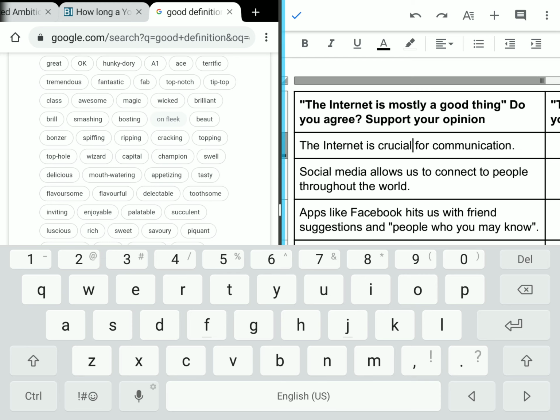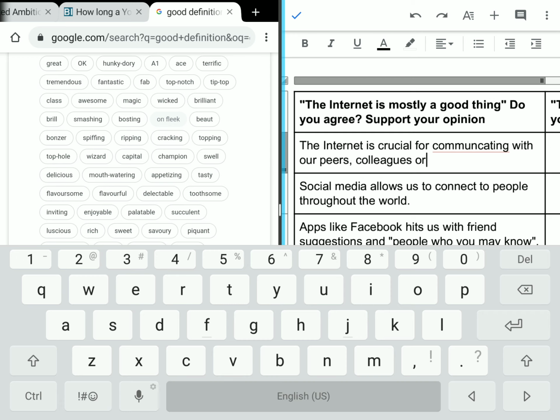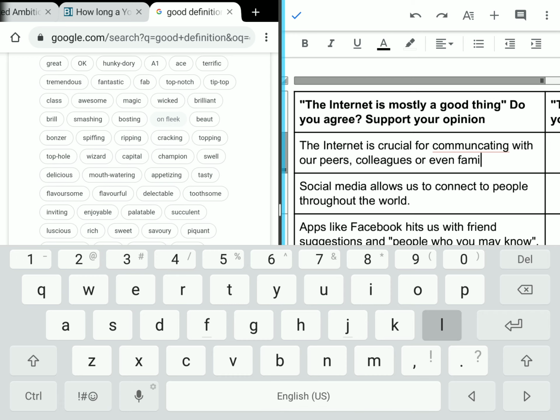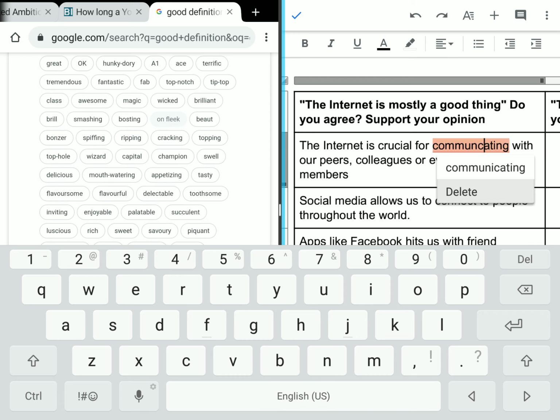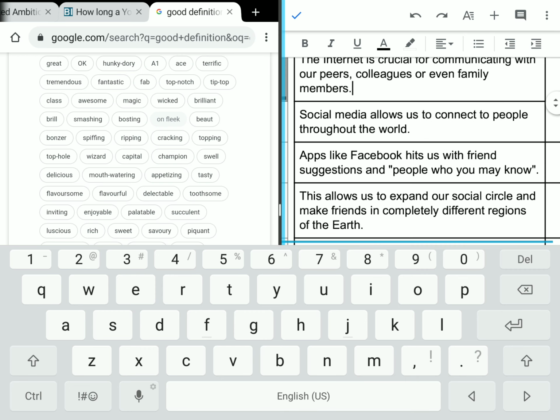The internet is crucial for communication, and I'm going to expand what I mean by communication. For communicating with our peers, colleagues, or family members. Sorry, just my tablet's a little laggy. Social media allows us to connect to people throughout the world. Social media, I can't change anything, but allows, yes. I can change allows. Connect, I can change. Throughout, I might be able to change.